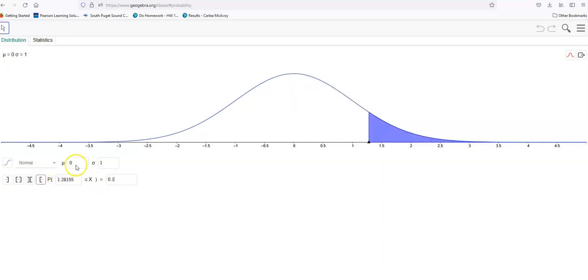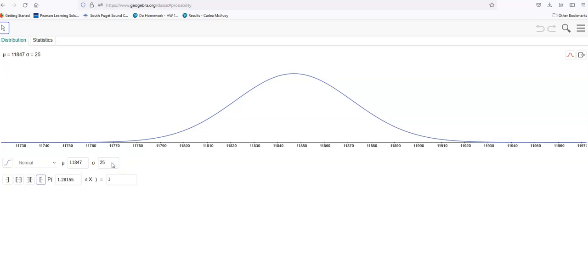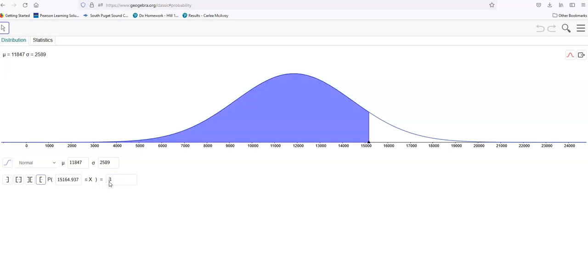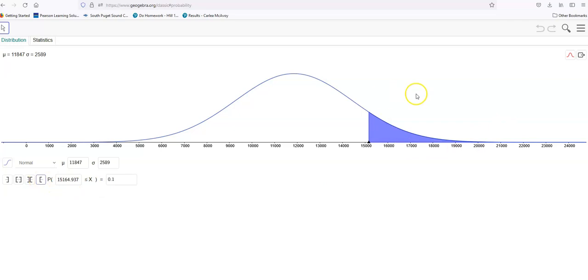And that is, if I had the steps of 11,847 and a standard deviation of 2,589, what is that 10% on the right? And that would tell me, well, that I had 15,164 steps on the right. So you can find that left and right border by finding the percentage on the other side.